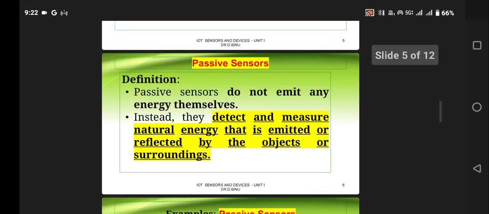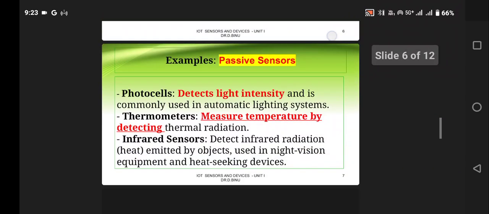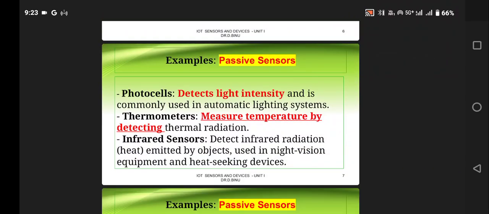Next, we will see the definition of passive sensors. Passive sensors do not emit any energy themselves. They detect and measure natural energy that is emitted or reflected by the objects or surroundings. Some examples of passive sensors are: first, photocells, which detect light intensity and are commonly used in automatic lighting systems. The second example is the thermometer, which measures temperature by detecting thermal radiation.